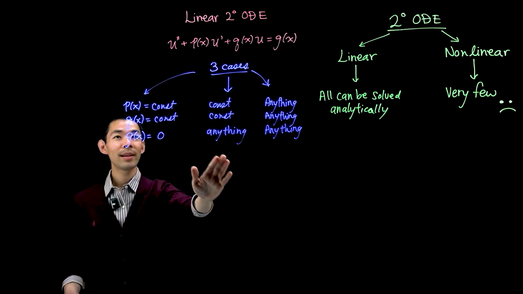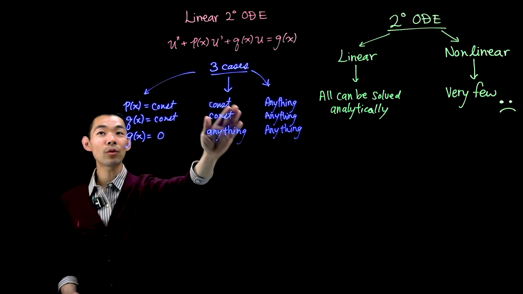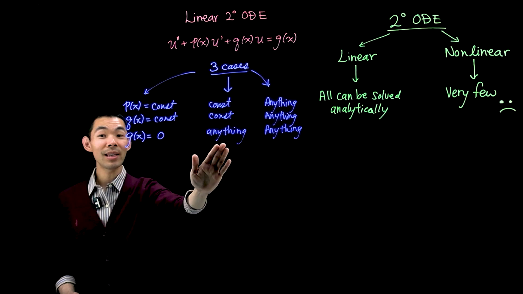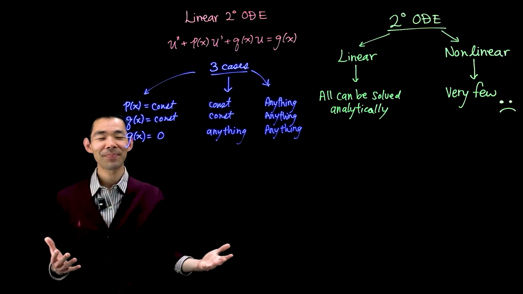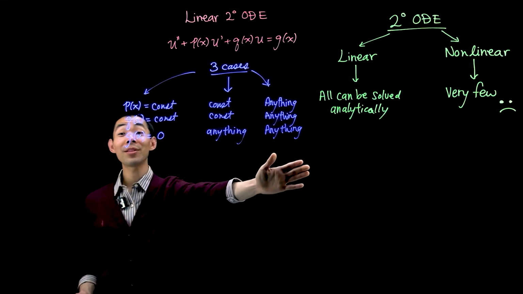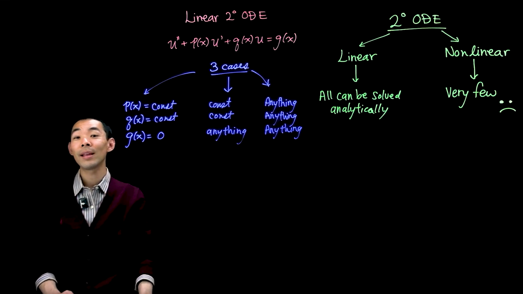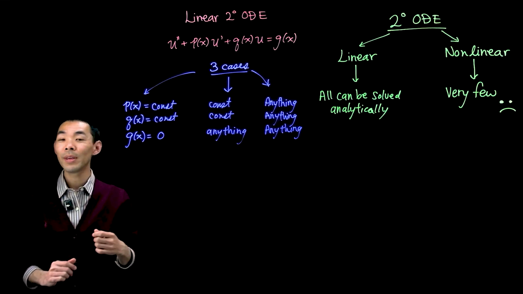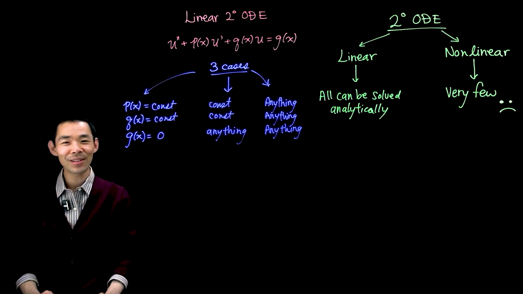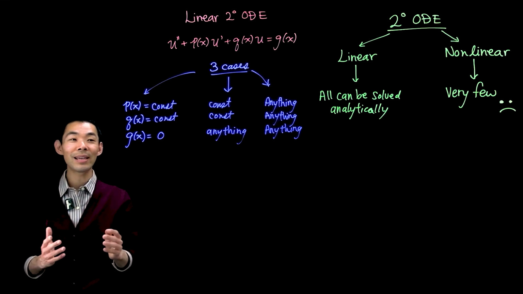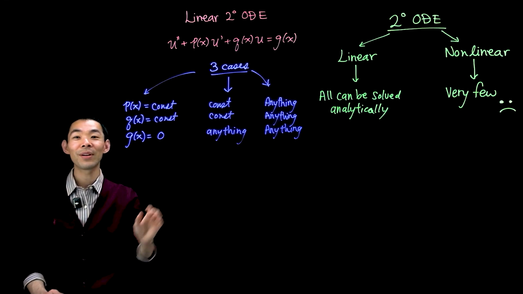The second case is when p and q are still equal to a constant, but your g, the right-hand side, the non-homogeneous term, can be any function of x. And lastly, the most challenging case, where p, q, and g, all of them, could be any arbitrary functions of x. Now let's consider the solution procedure, or the technique of solving these three different cases.